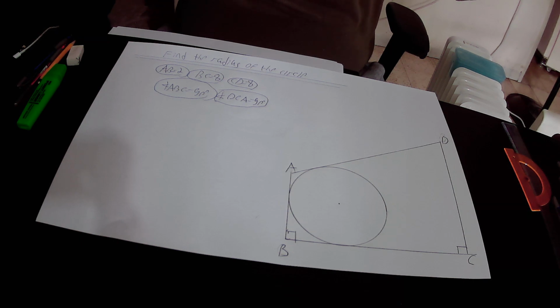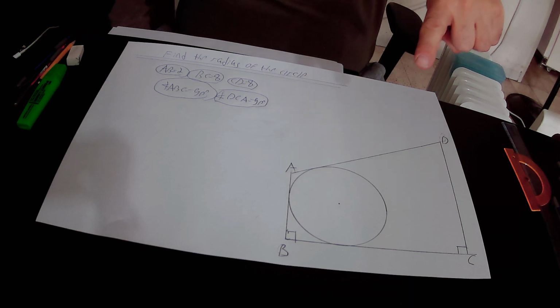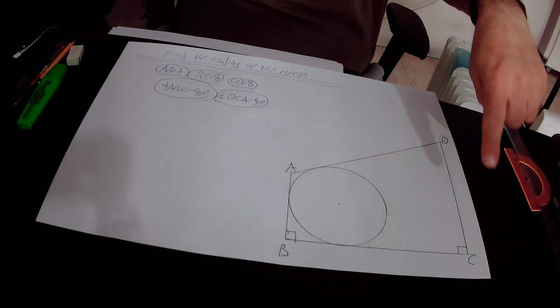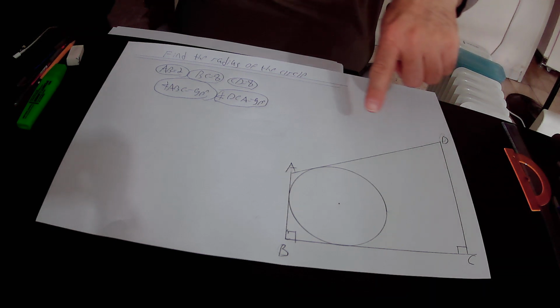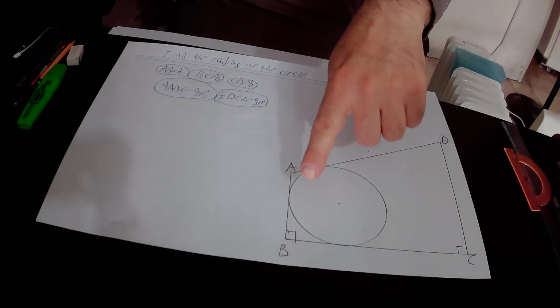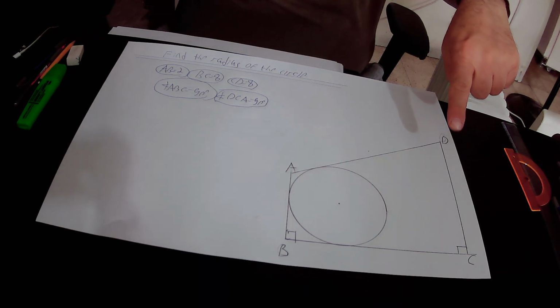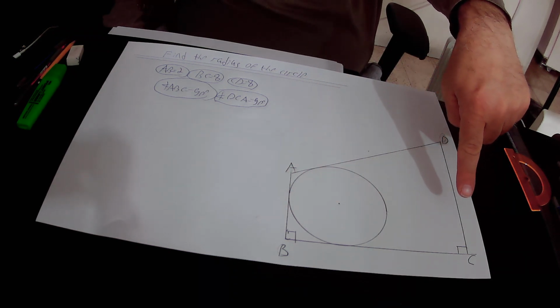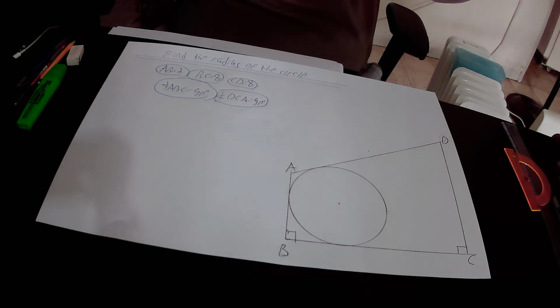We also know that side AB of this quadrilateral equals 2 units in length, side BC equals 8 units, and side DC also equals 8 units in length. In addition, we know that angle ABC equals 90 degrees, and angle DCB also equals 90 degrees. Again, our mission is to find the area of the circle.